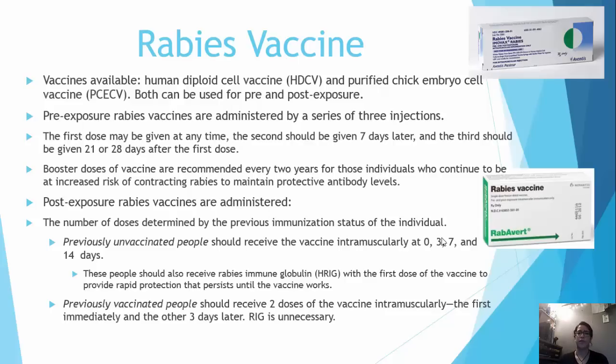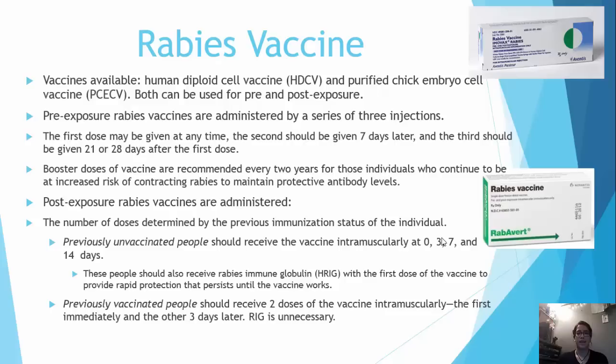Booster doses are recommended every 2 years for those who continue to be in at-risk situations. Usually, an individual receives a post-exposure rabies vaccine, and the doses depend on whether they have been immunized before or not. For those who haven't been vaccinated before, they receive 4 injections: immediately, 3 days after, 7 days after, and 14 days after. And it's these unvaccinated people who should receive the human rabies immunoglobulin.